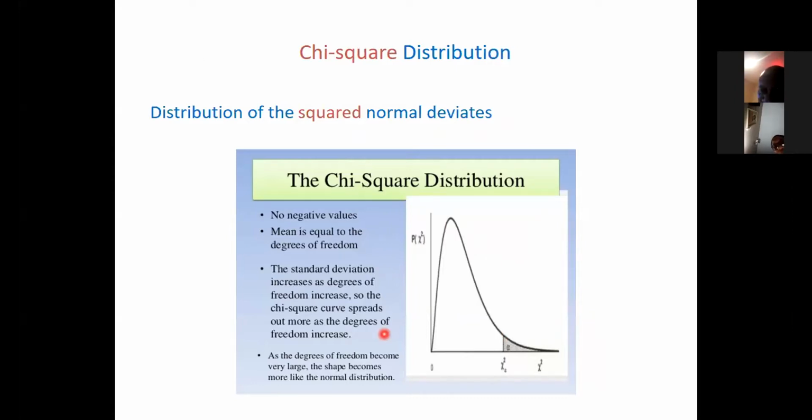Some have negative, some are positive. But if you square, that was what Pearson did. That was the origin of chi-square, how they discovered chi-square. So if you square the standard normal deviate, of course, all those ones that are negative, they won't be negative, because if you square a negative, it will become positive. Minus 3 times minus 3 will be plus 9.